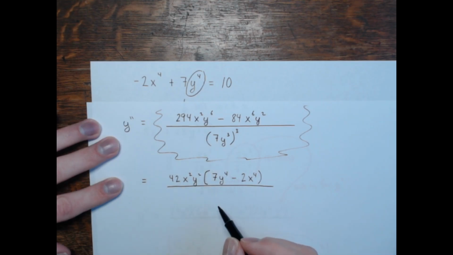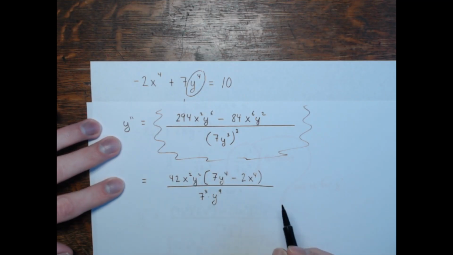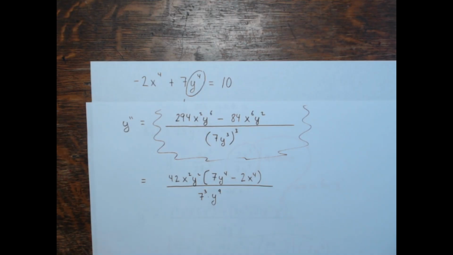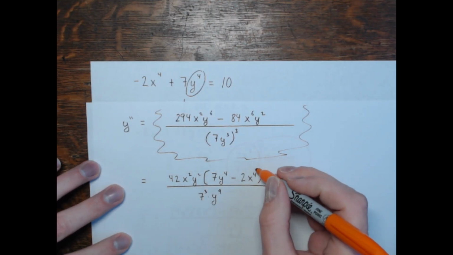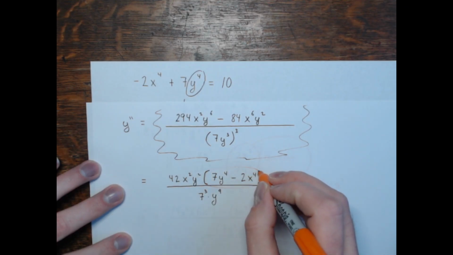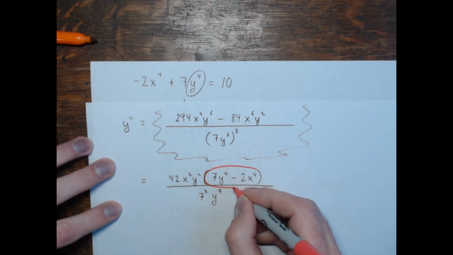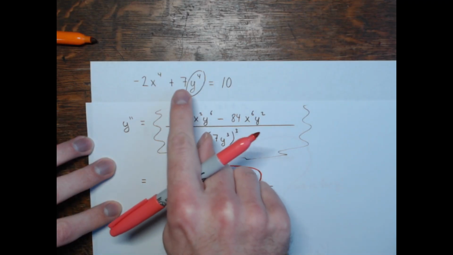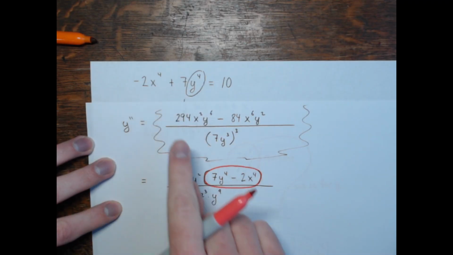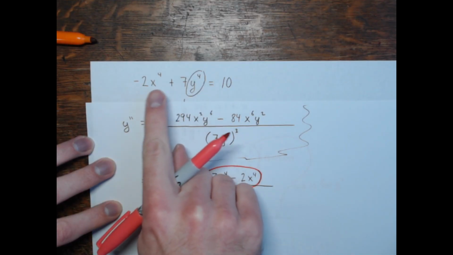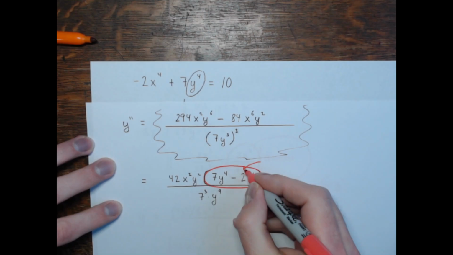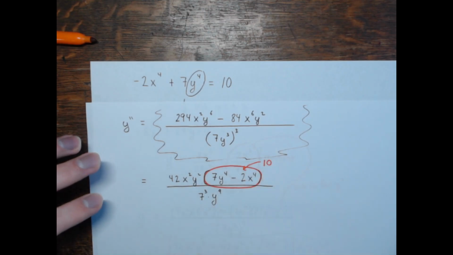And then down here, we got 7 cubed times y to the ninth, y cubed. And after pulling out that common factor, you see this expression left over up top in the parentheses, 7y to the fourth minus 2x to the fourth. For this curve, that's the left side of this equation, 7y to the fourth minus 2x to the fourth. So for any point on this curve, that has a value of 10.